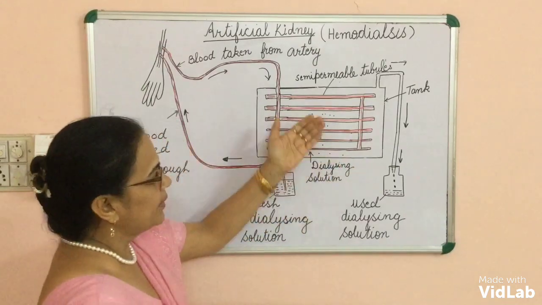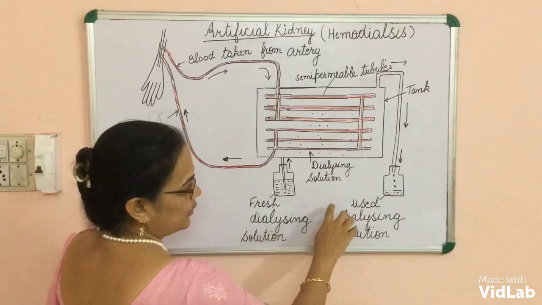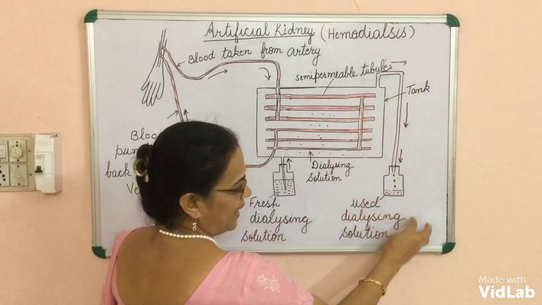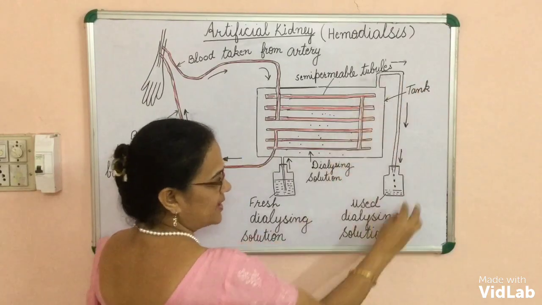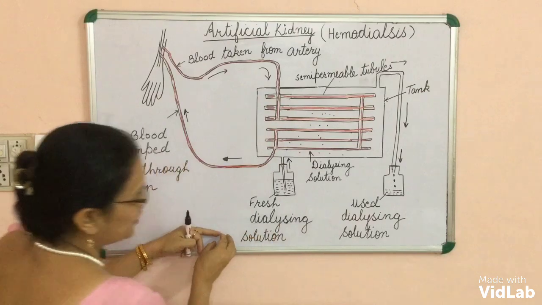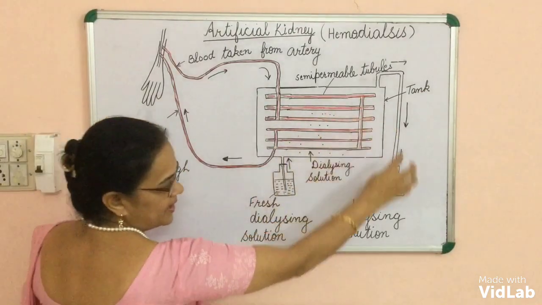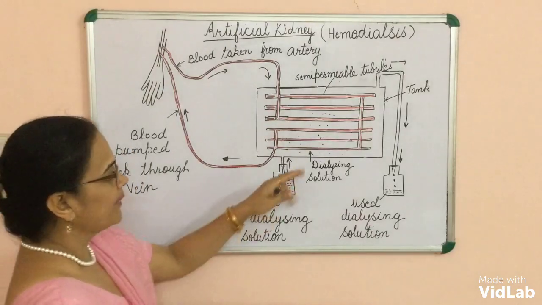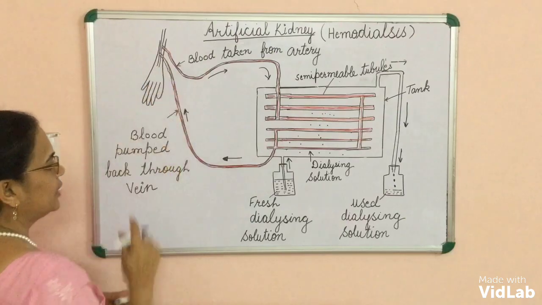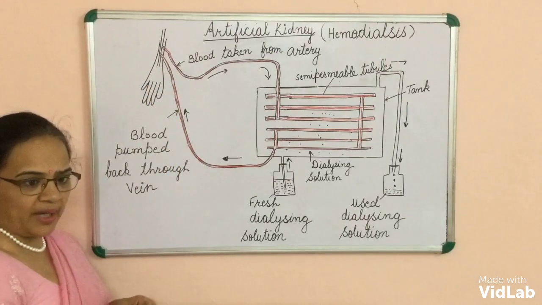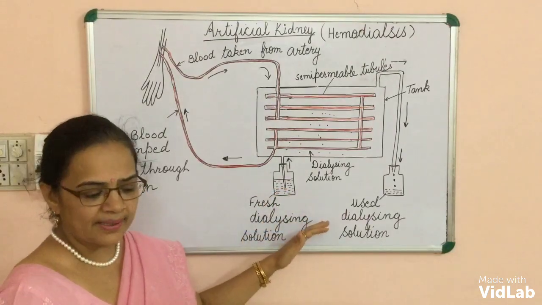Now the nitrogenous waste has come into the dialysing solution, and that used dialysing solution is changed after some time. Fresh dialysing solution is added and the used one is taken out from the tank. After that, the blood is put back into the person's body through a vein. So this is an artificial way of removing nitrogenous waste from the person's body.